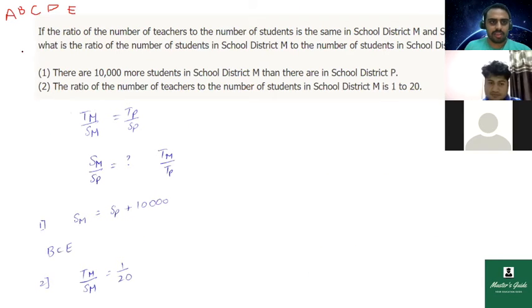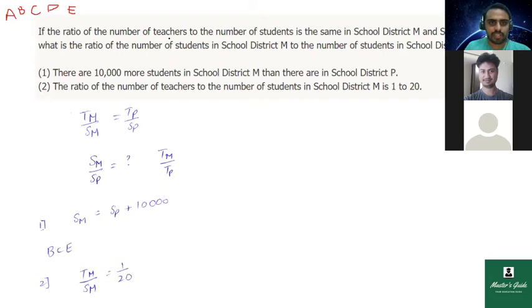Okay. Here I'm given the ratio of the number of teachers to the number of students in school district M and school district P. I'm denoting teachers as T and students as S. So teachers to students at district M is equal to teachers to students at district P. That is already given to me because it is given as same. Now I am asked what is the ratio of the number of students in school district M to school district P.